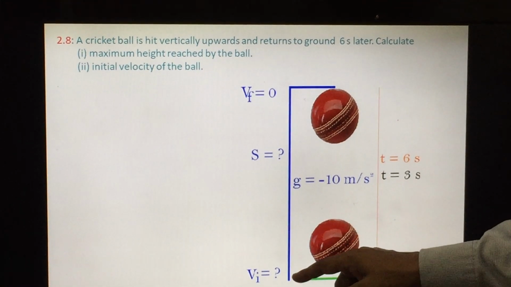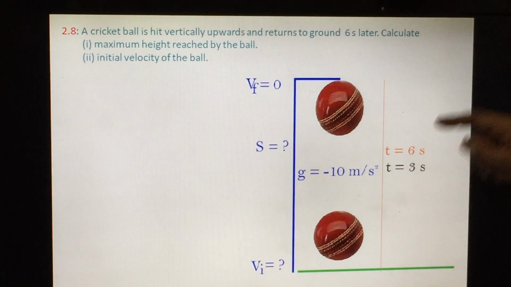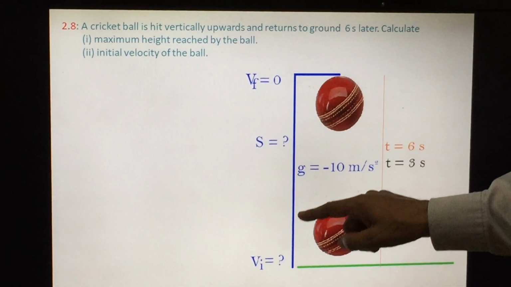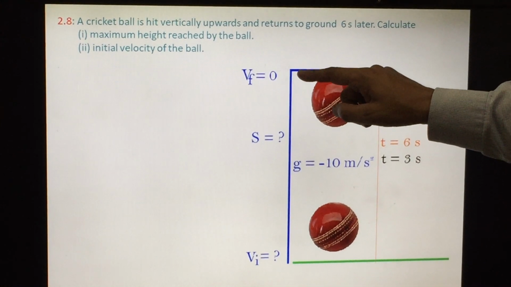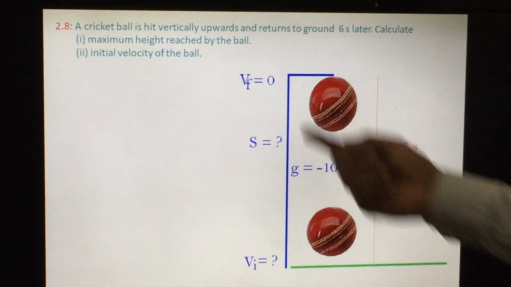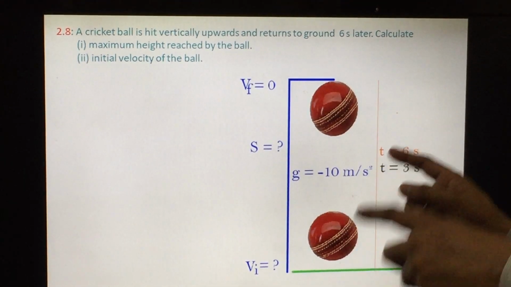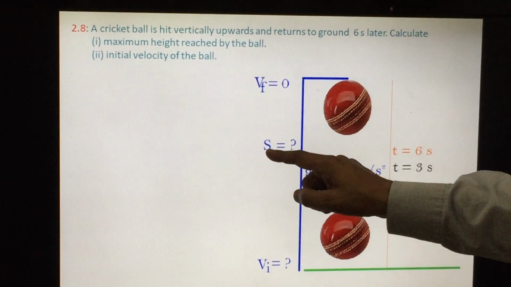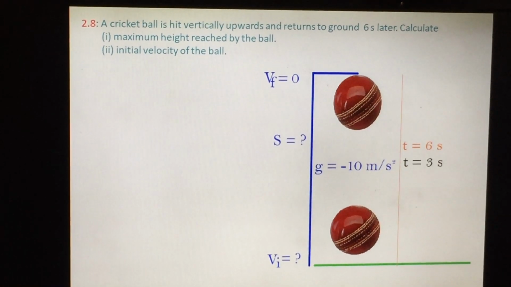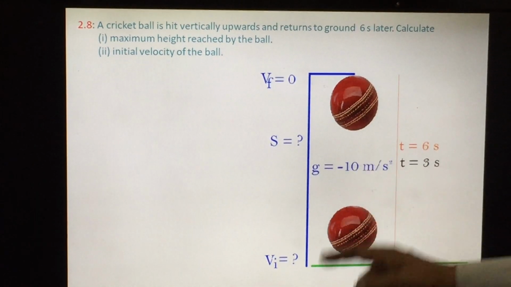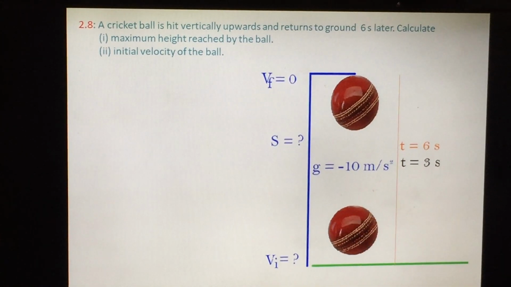The total time taken by the ball is 6 seconds, right? It means that 3 seconds are taken to go up and 3 seconds are taken to come back and hit the ground. So this is the data. This data will help us decide which equation can be used to calculate the distance. S is equal to question mark. We need to calculate the distance, and we need to calculate the velocity as well, right?